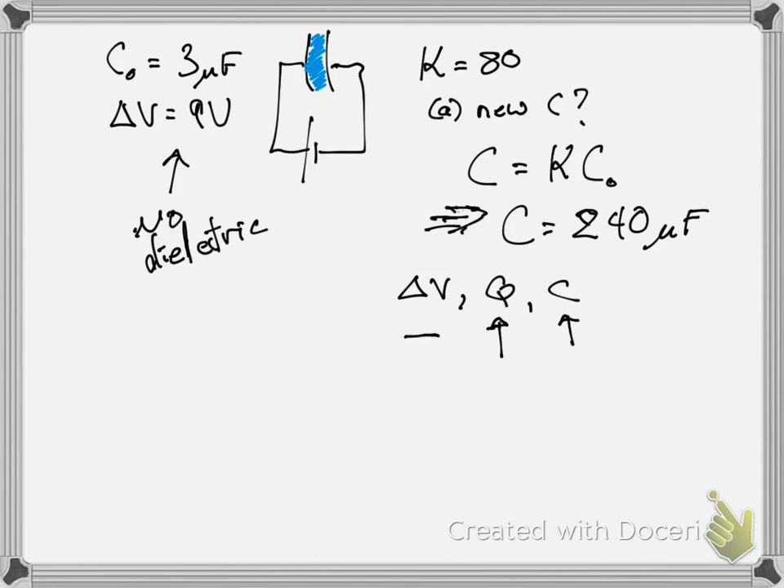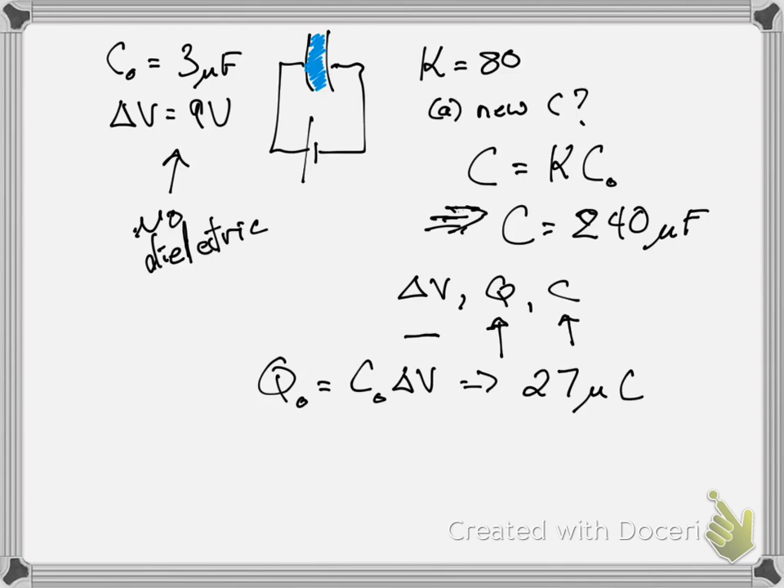So by how much does Q go up? If C goes up by a factor of 80, then Q goes up by a factor of 80. We never calculated it initially, so we can say Q0 is C0 delta V. That's C equals Q over delta V, right? So Q0 is 3 times 9, 27 microcoulombs. A volt times a farad. They're both MKS units, which gives you a coulomb.